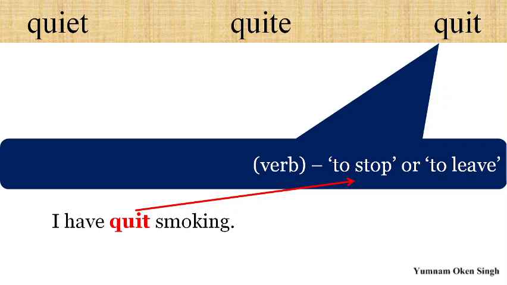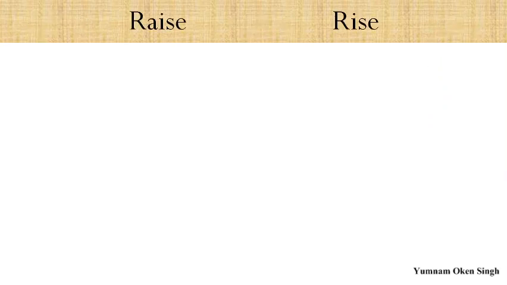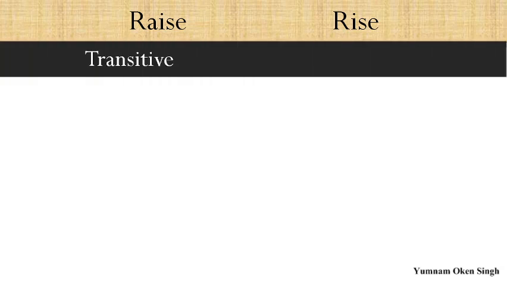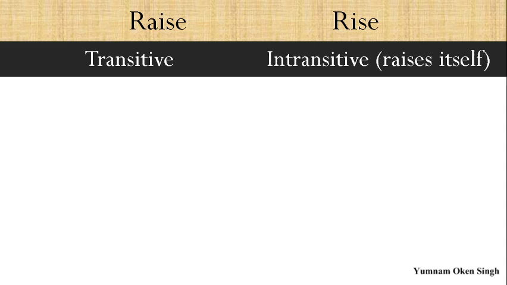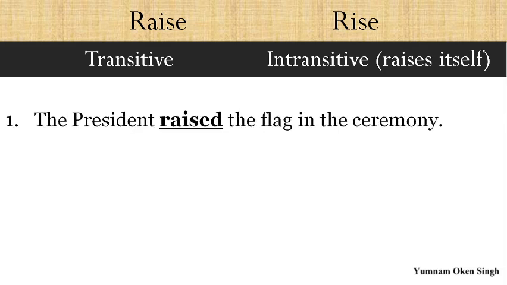So this is the difference. Now let's come to another pair of words. The first one is raise and the second one is rise. Raise is a transitive verb, which means it takes an object. And rise is intransitive, so it rises, it raises itself. Let's see examples for further details here.